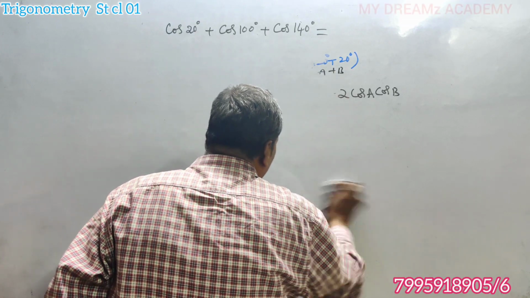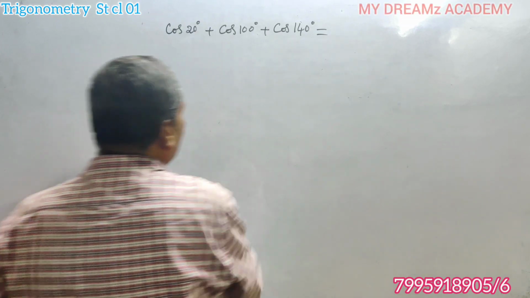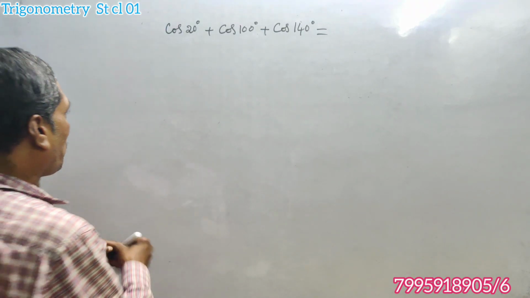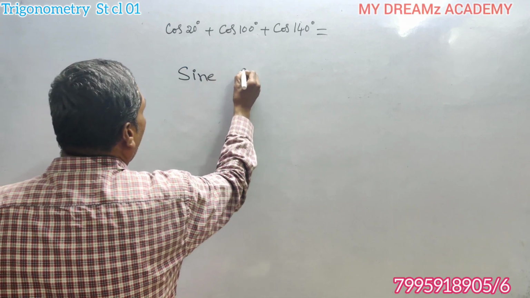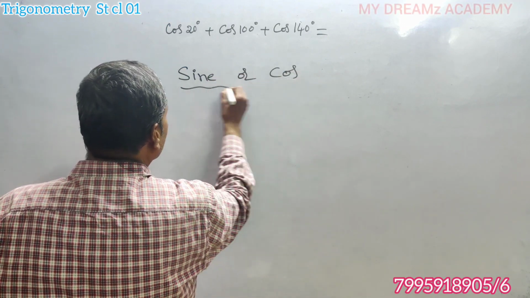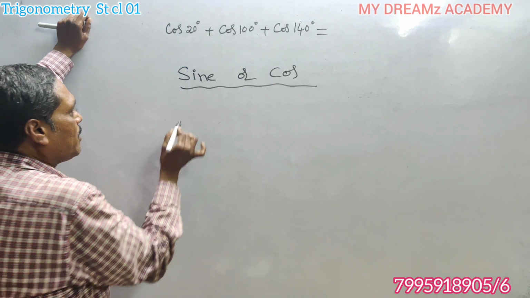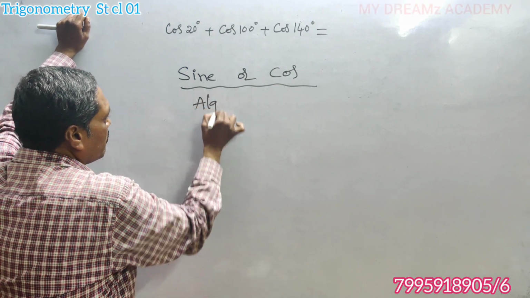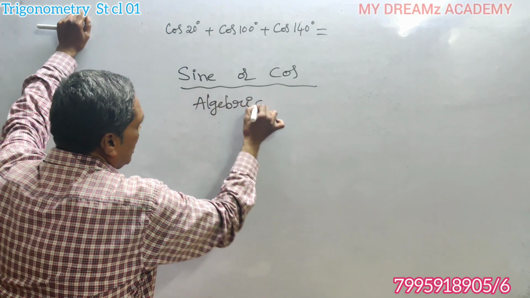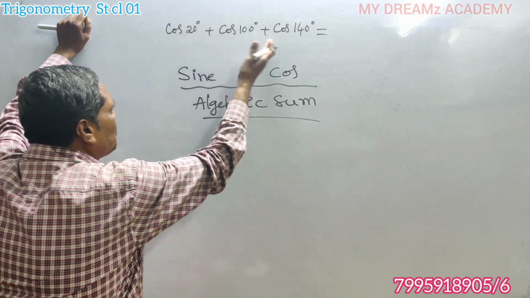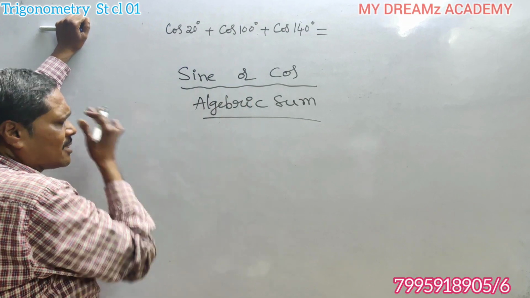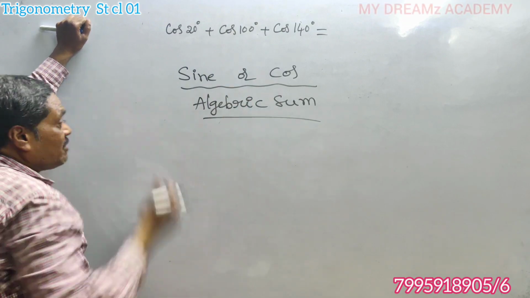The problem may be in terms of sine or cos. Remember this point. The problem is in terms of sine or cos. The angles must be an algebraic sum. Algebraic sum means plus, minus, minus, plus, both plus, both minus, like that, according to the standard he will give.